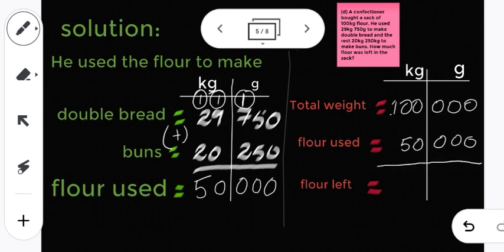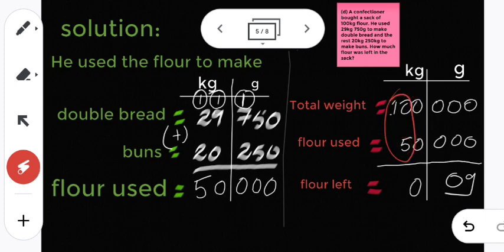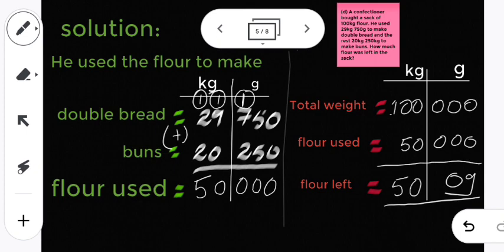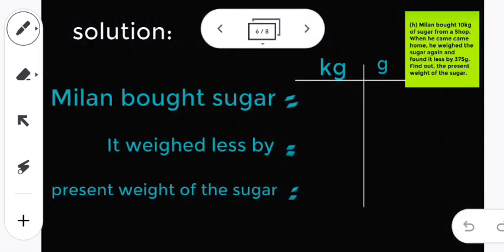Okay, so let's minus. Everything is 0 in the gram part, so you need not write anything there. Again, here let's minus. 0 minus 0, 0. Next, you cannot minus 5 from 0, so you have to borrow. But instead of borrowing, cutting and writing, directly you can do 10 minus 5, since there are no other numbers. 10 minus 5, 5. So it is 50 kilogram. There is no gram, so just directly write the flour left is 50 kilogram. You can finish the answer like this. Okay, now the next one.